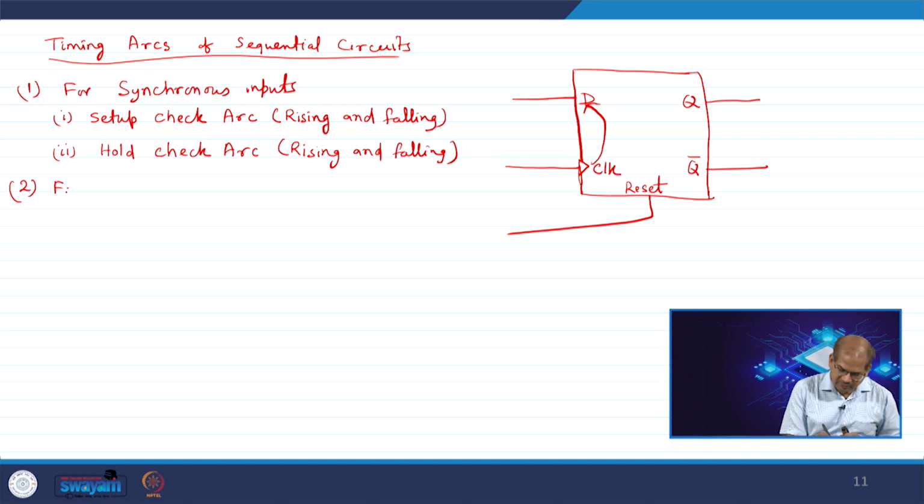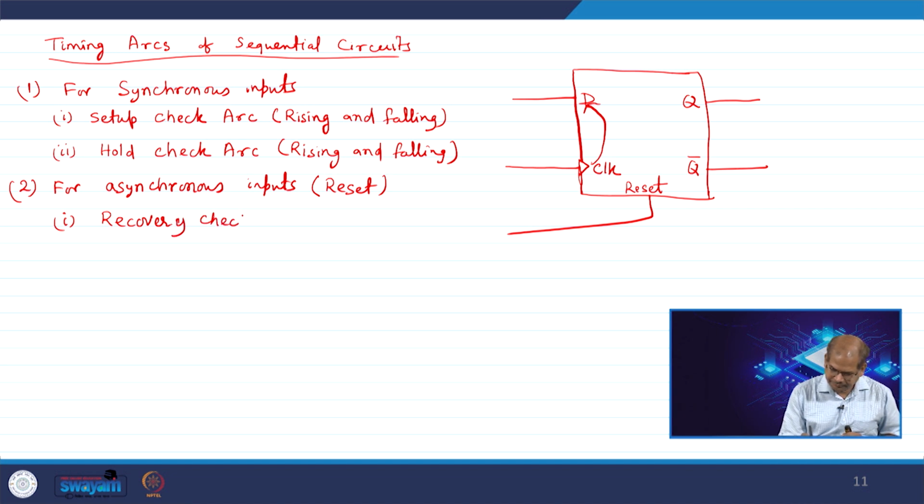Similarly, for asynchronous input, okay, what is the asynchronous input here? Your reset pin is an asynchronous input. So, here we have two types of arc, the recovery check arc, and the second one is the removal check arc.